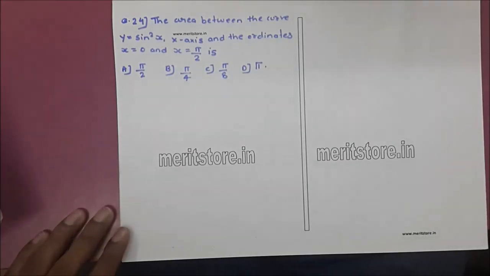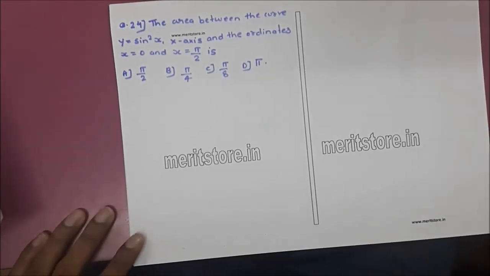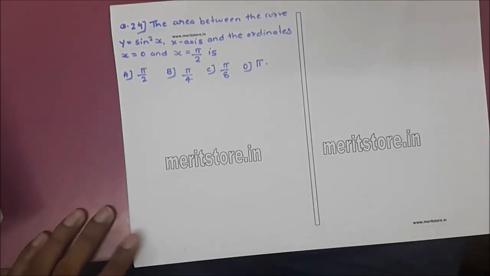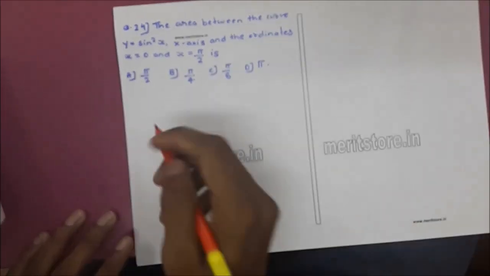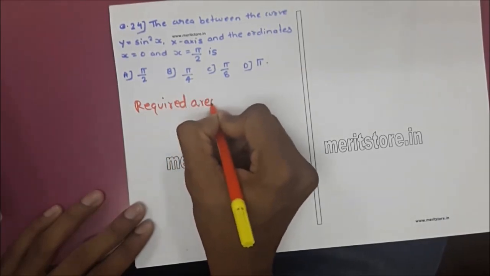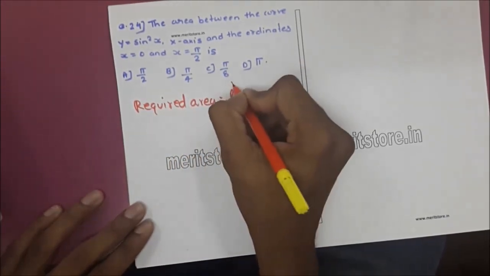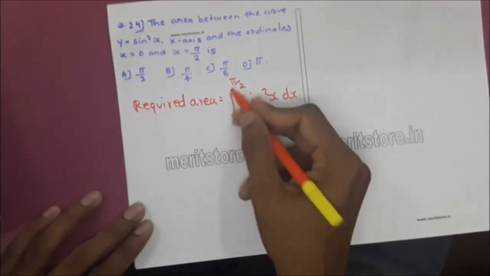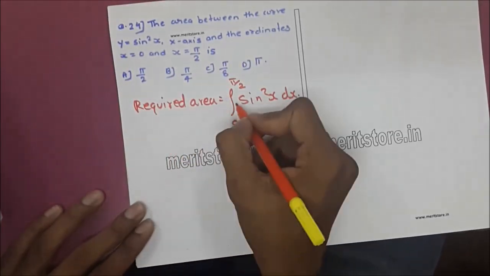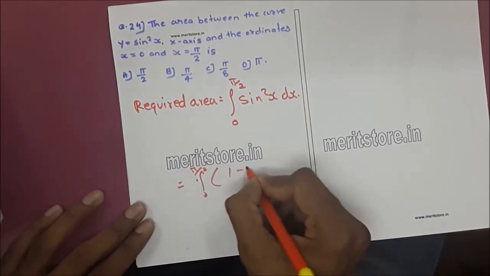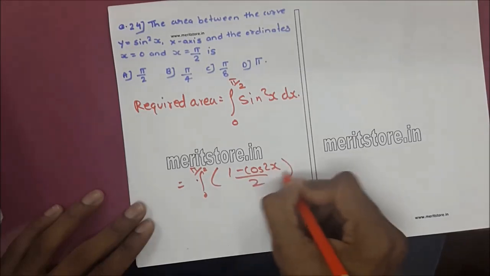Question 24. The area between the curve y is equal to sine square x, x axis and the ordinates x is equal to 0 and x is equal to pi by 2 is, options are A pi by 2, B pi by 4, C pi by 8 and D pi. The required area is equal to integral from 0 to pi by 2 of sine square x dx. Limits are given 0 to pi by 2. We integrate, we use the half angle formula for that, integral of 1 minus cos 2x by 2 dx.